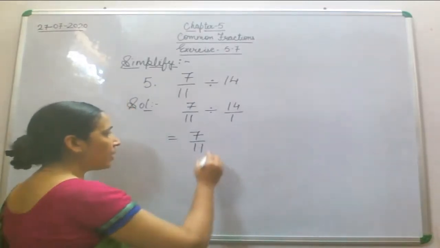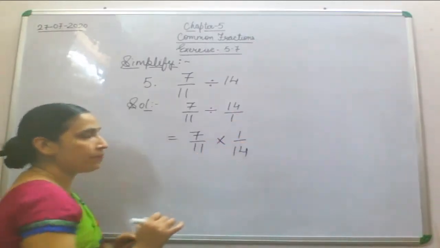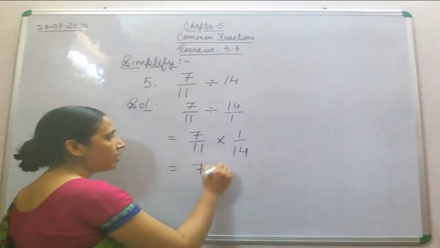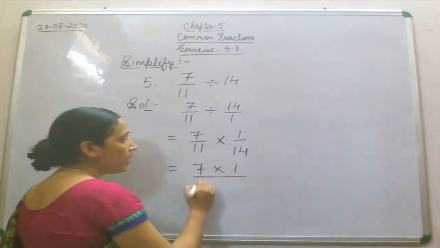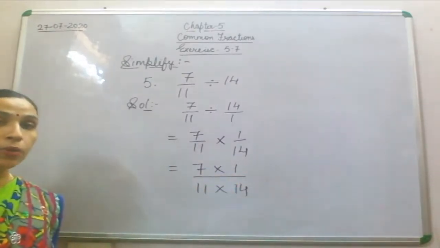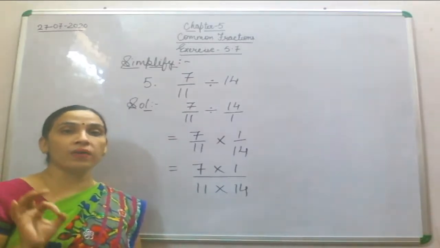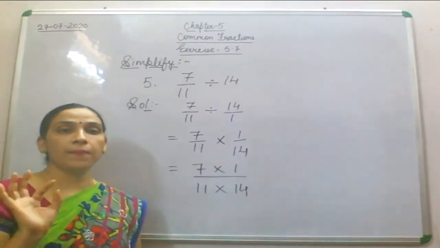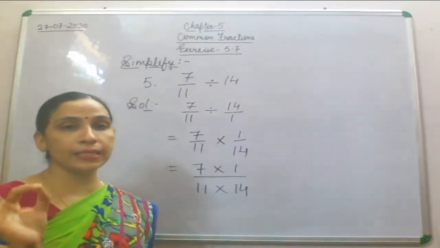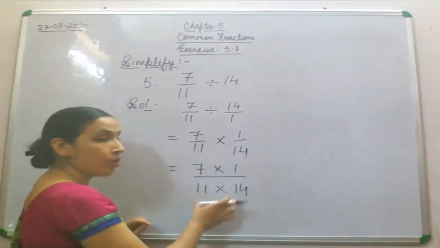So let's do it. Multiply 1 by 14. Fine. So this is your second step. Now the third step is numerator will multiply by numerator and denominator will multiply by denominator. Now next is you have to see if you have any common factor among the numerator and the denominator.